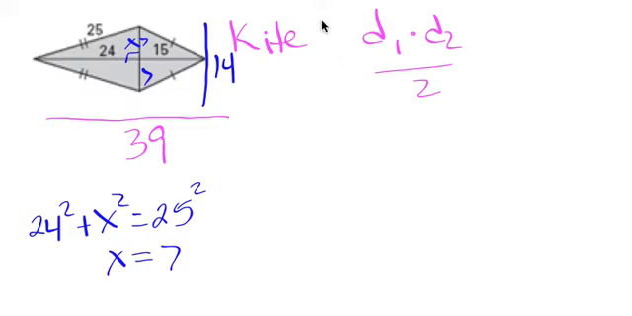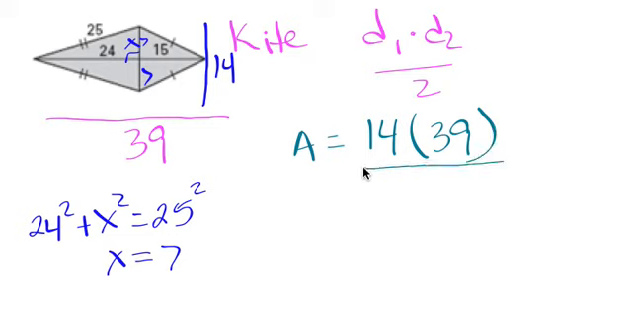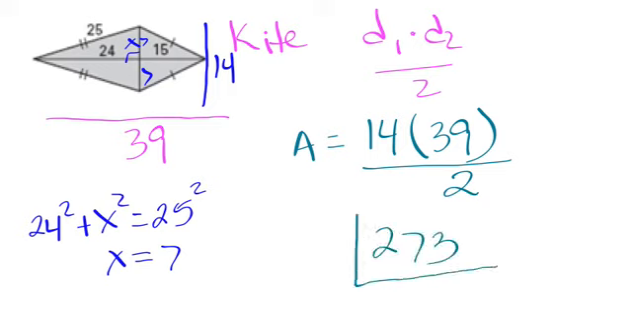So now I've got my two diagonals, so I can fill them into the area formula. Diagonal 1 is 14 times diagonal 2 is 39 divided by 2. So 14 times 39 divided by 2 is 273 for the area of this kite.